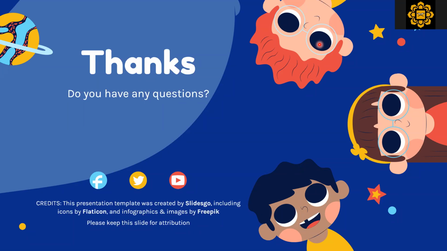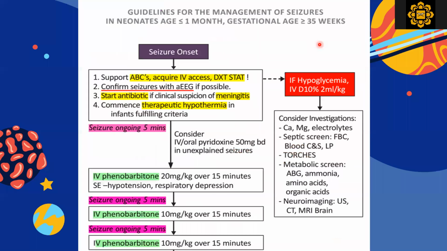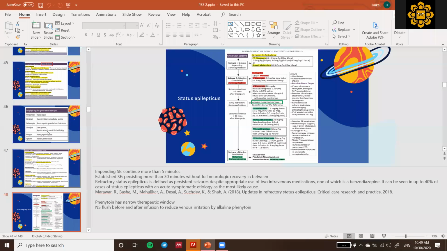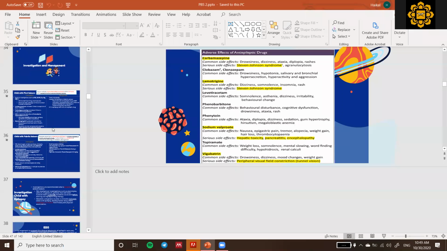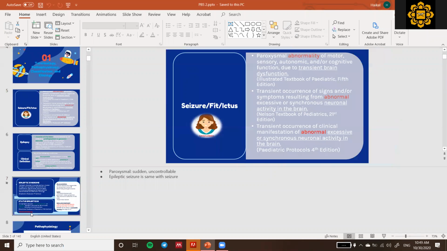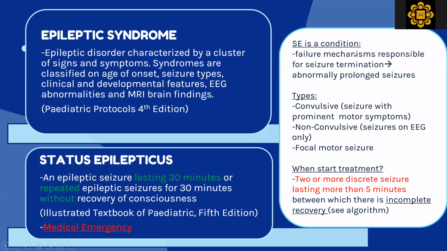Any question? Can you go to the definition of status epilepticus? Can you scroll? This one. Okay, can you press the next button? So for when to start treatment, do we really have to wait for 2 or more discrete seizures, or if the patient comes with a seizure lasting more than 5 minutes, even if it is one seizure, can we start treatment for status?